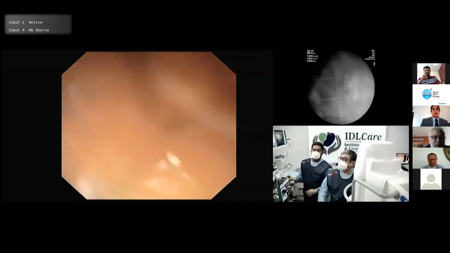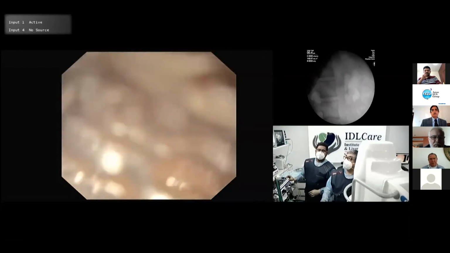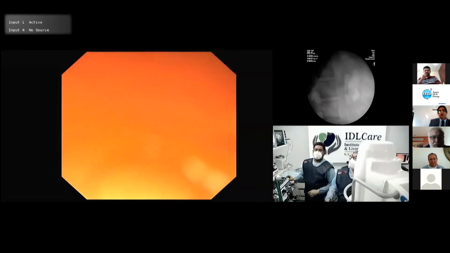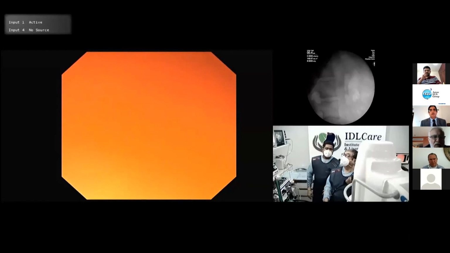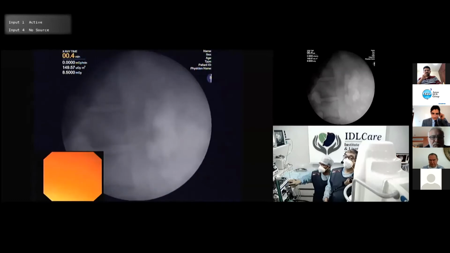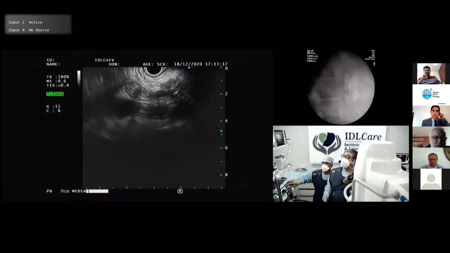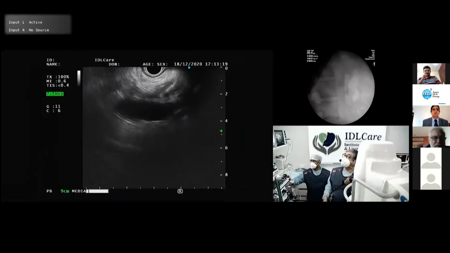So I start withdrawing from the antrum. You see, this is the gallbladder. I turn clockwise. Keep withdrawing. Can we have the EUS image, please? We're not seeing the EUS image yet. EUS image, please. So can you see the pancreatic duct now?